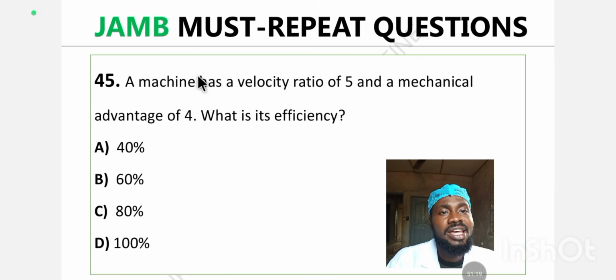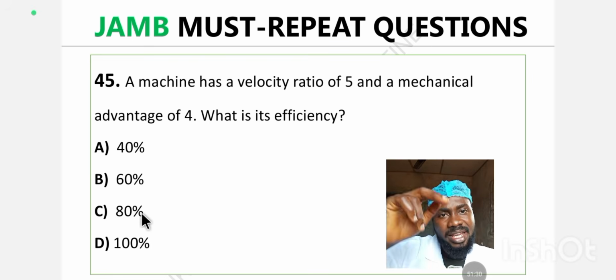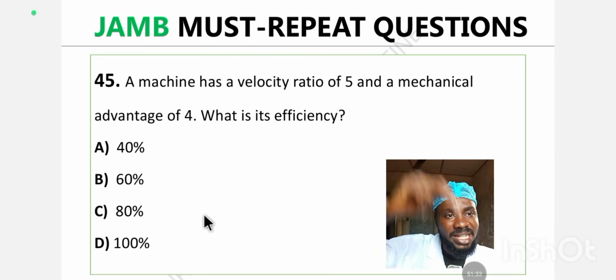Question 45. A machine has a velocity ratio of 5 and a mechanical advantage of 4. What is the efficiency? A. 40%, B. 60%, C. 80%, D. 100%. Drop the answer in the comment section.